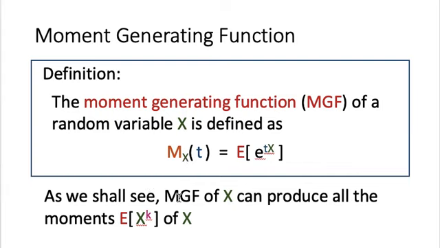As we shall see, the moment generating function of X can produce all the moments of X. So recall what a moment is. E of X, the expected value, is the first moment, E of X squared is the second moment, and so on and so forth. So the MGF of X can produce all the moments, E of X to the power k, for all positive integers k.